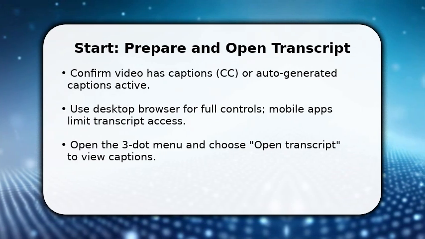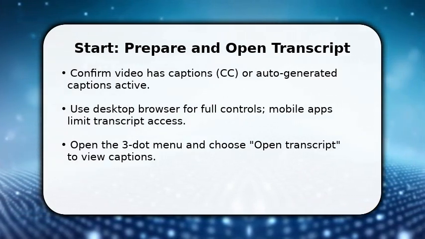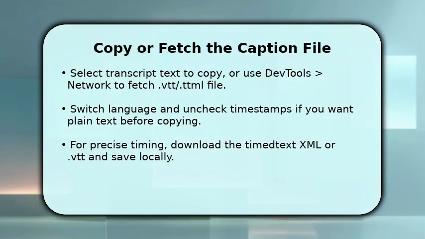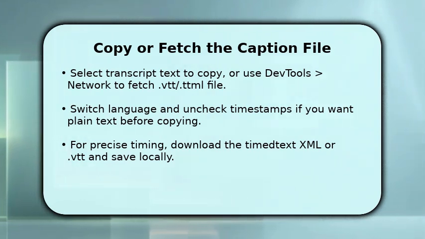This step exposes the raw caption text in the page so you can copy directly or fetch the underlying caption file for cleaner export. Now choose whether to copy on-screen transcript or grab the caption file for accuracy. If copying on-screen, turn off timestamps via the transcript menu, then select and copy the text. This is quick for plain text.